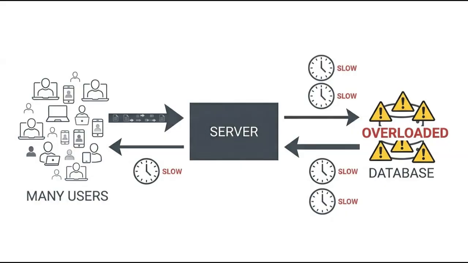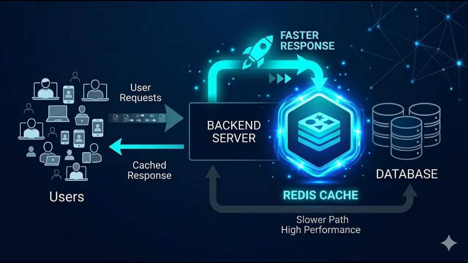Now let's see how Redis solves this. With Redis, the first request goes to the database. The result is stored in Redis. The next time the same data is requested, it is read directly from Redis and not from the database. This means fewer database calls, faster response time, and better performance. So Redis acts like a fast layer between your application and your database.